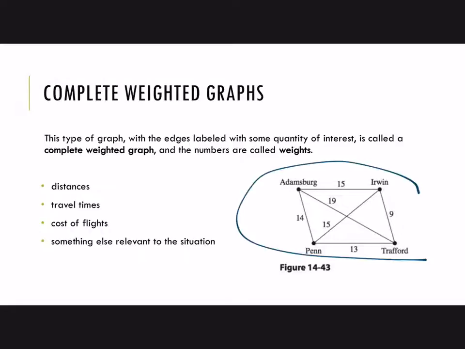Let's say we have 4 cities: Adamsburg, Irwin, Penn, and Trafford. And then we've weighted all of these edges with numbers, and maybe these represent miles between the cities. Okay, so that would be a complete weighted graph. And then complete, we've talked about that. It means that all of the vertices are connected to all of the other vertices. And you can see that that is the case in this graph.